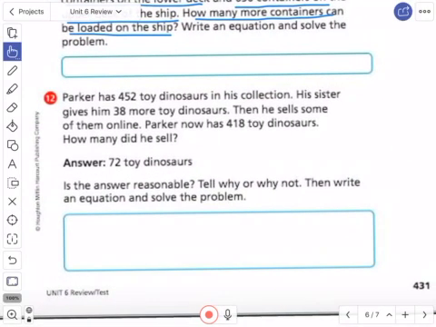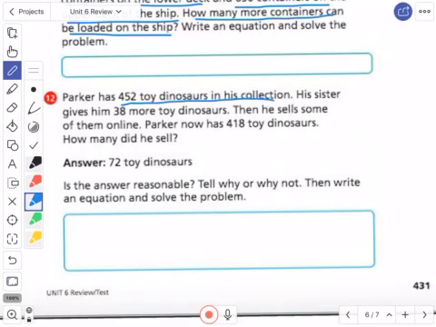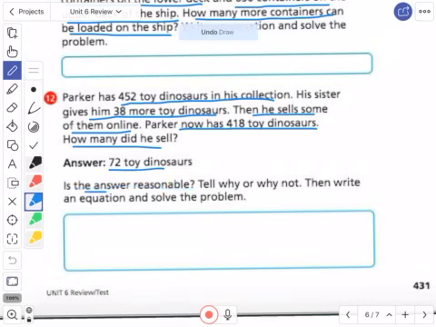Then number 12. Parker has 452 toy dinosaurs in his collection. His sister gives him 38 more toy dinosaurs. Then he sells some of them online. Now he has 418 toy dinosaurs. How many did he sell? The answer is 72. Is the answer reasonable? Tell why or why not, then write an equation and solve the problem.